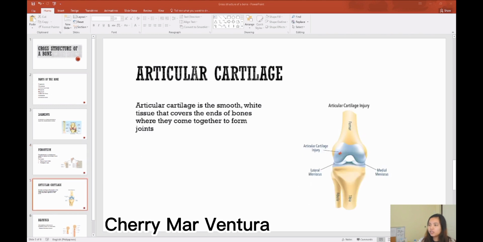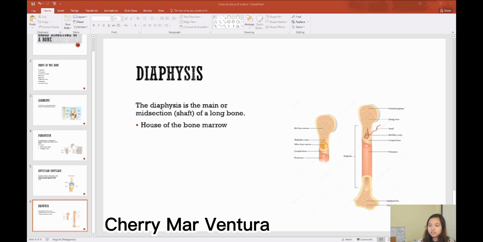Then we have the articular cartilage, which provides lubrication that minimizes friction and mechanical wear. It also spreads loads over a wide area to reduce contact stress, and it has no blood supply and nerves. And the diaphysis provides strong support without cumbersome weight.